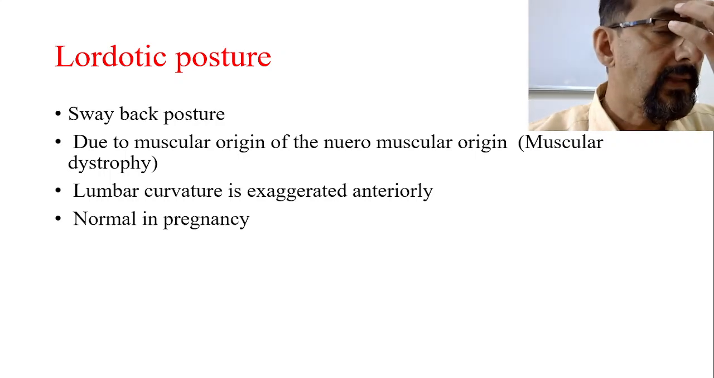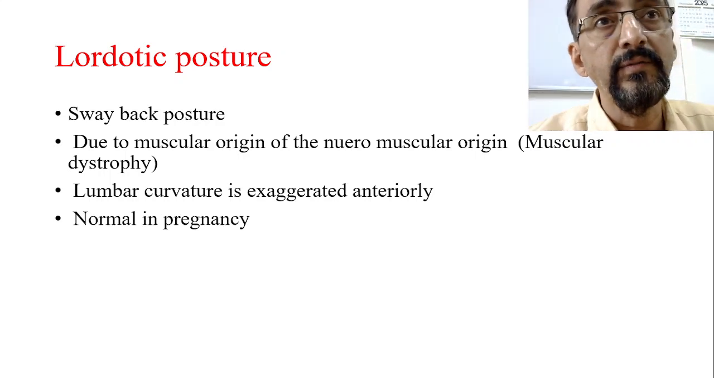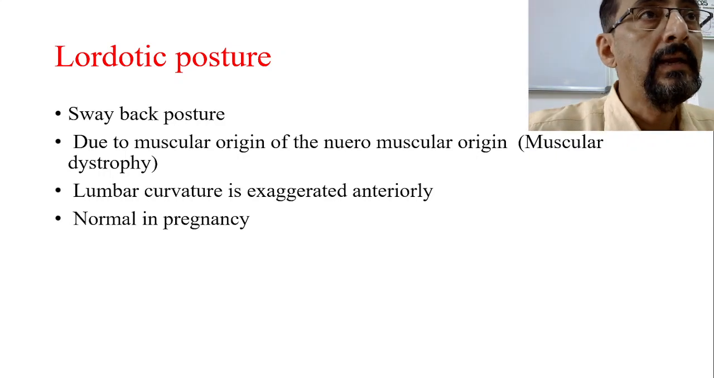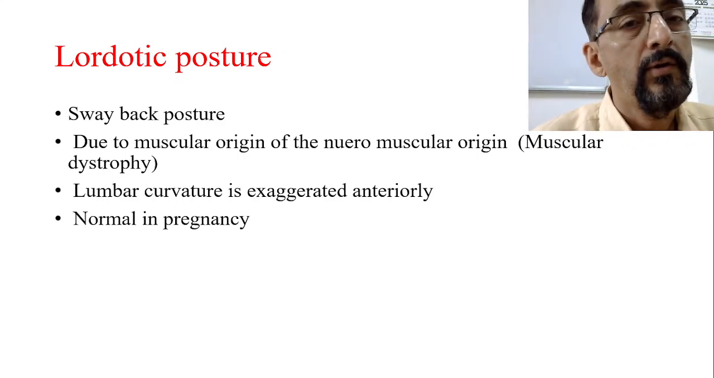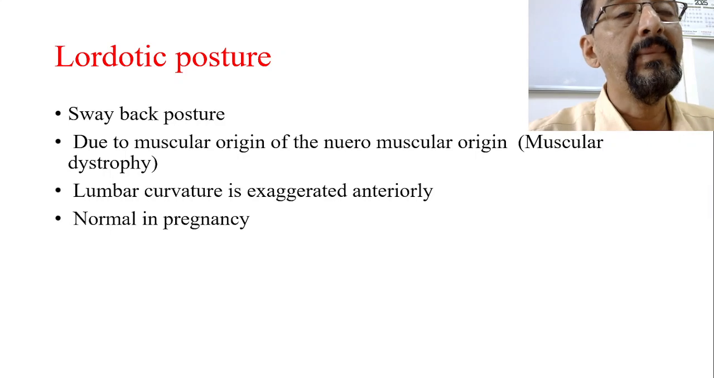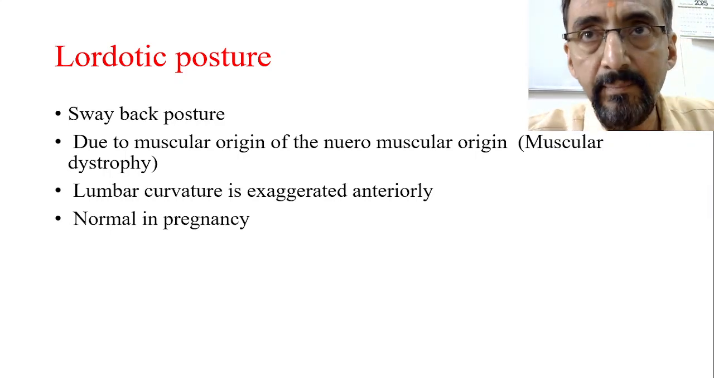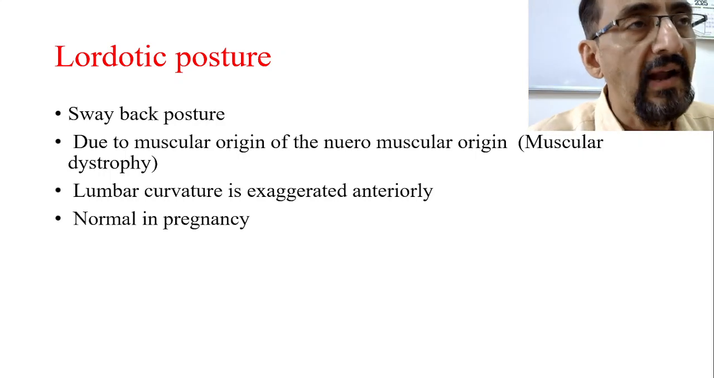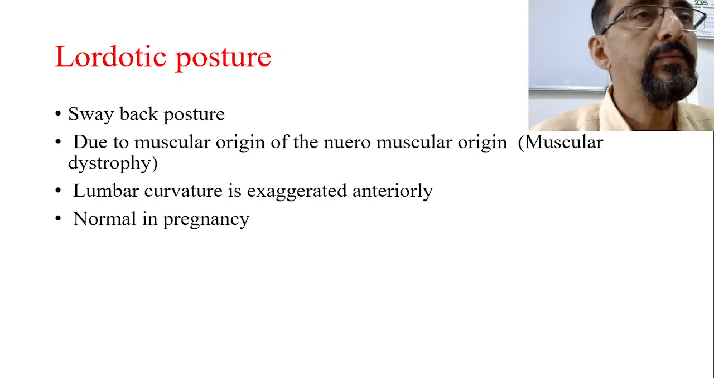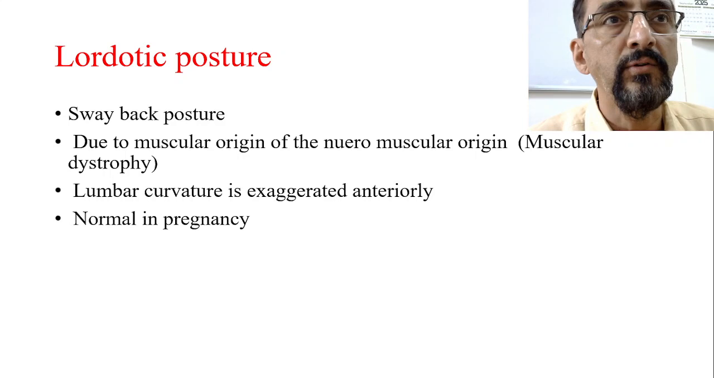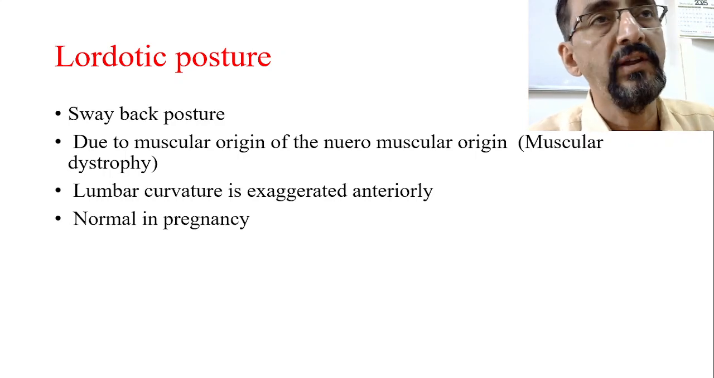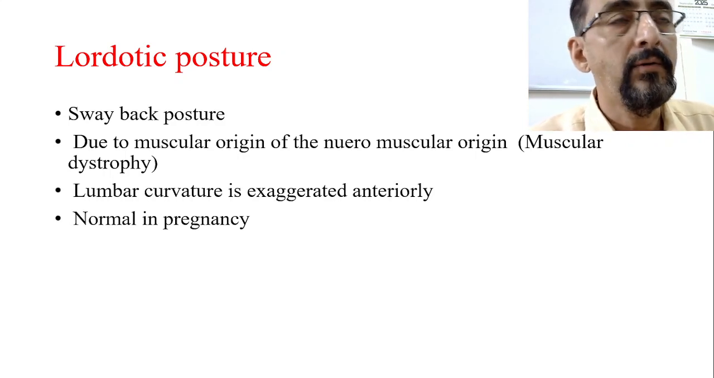In that gait, transfer of the weight from one leg to the other leg will also be seen. The lumbar curvature is mostly exaggerated anteriorly. There is a dipping of the lumbar curvature towards the anterior side. The same type of posture is also seen in pregnancy, which is quite normal. During pregnancy, this lordotic posture is normal.